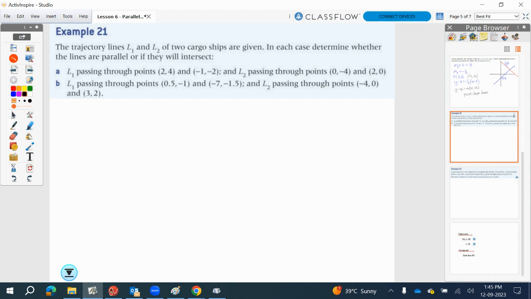Right, so this is usually your exam-style question. It's a bit more problem-solving. So we have the trajectory of line 1 and line 2 of two cargo ships. In each case, determine whether the lines are parallel or if they will intersect. And then we have two questions. So in the first question, we'll ignore B completely at the moment. We'll look at A. We got line 1 is passing through these 2 points. Line 2 is passing through these 2 points. Will these ships meet or not?